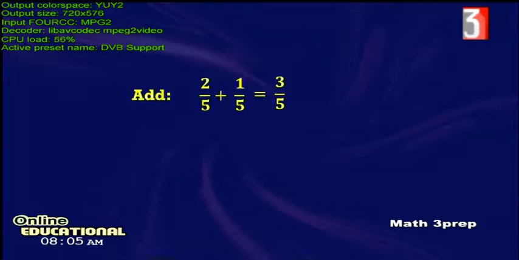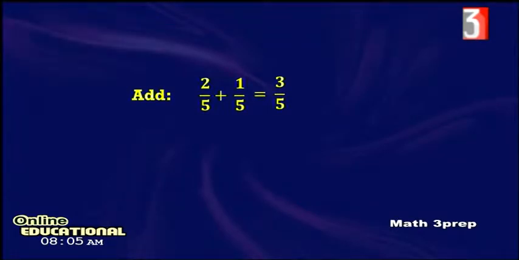One part of the 5. So you ate how many parts? 3 parts. Out of what? Out of 5. So the result will be 3 over 5.